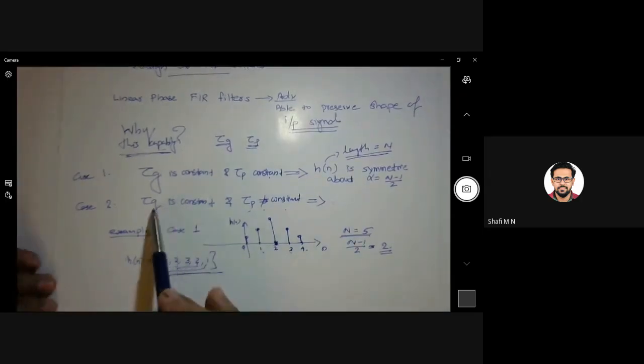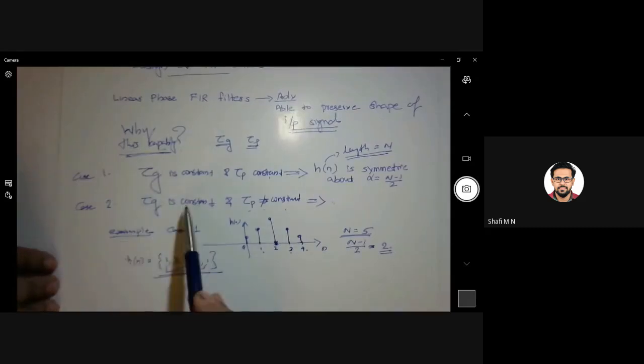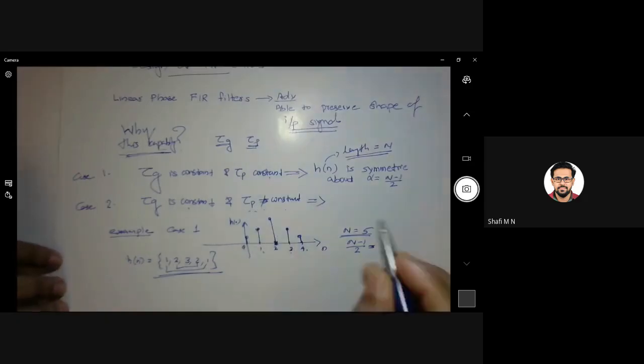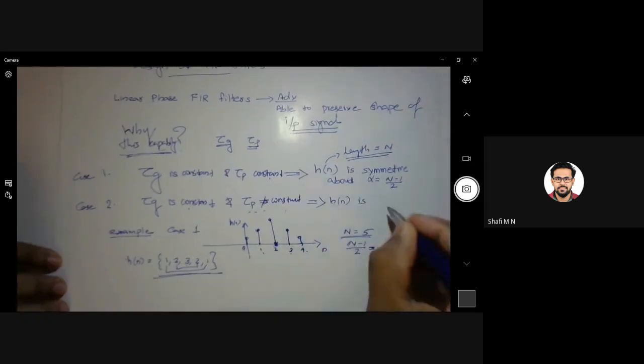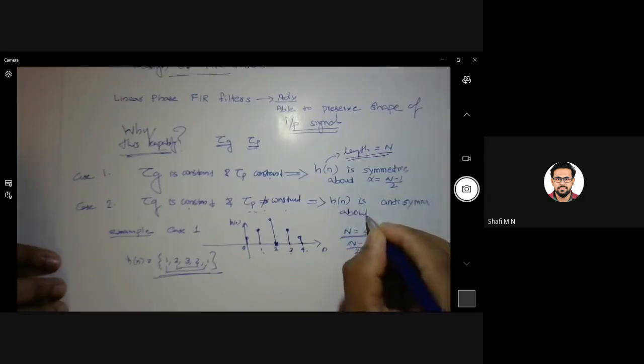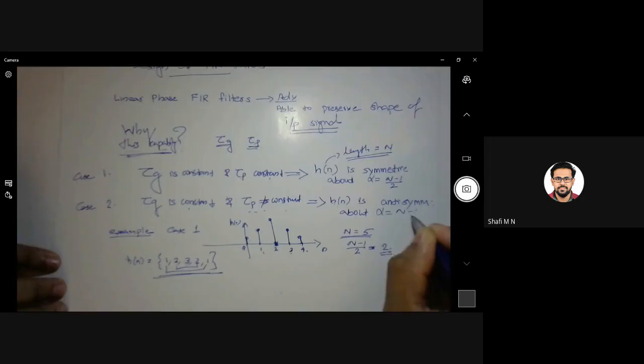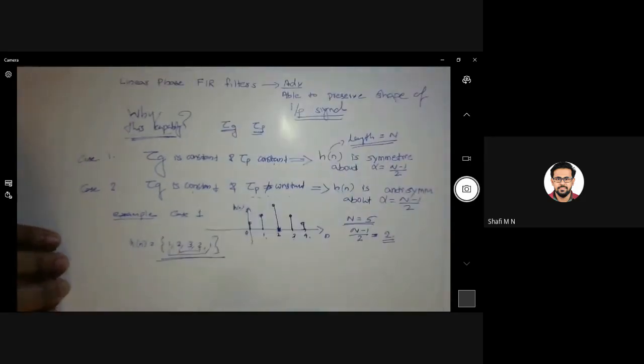Second thing: when group delay is constant, we are able to preserve the shape, but the phase delay is not constant. Then what happens is your h(n) is anti-symmetric about alpha equal to (N minus 1) by 2. We will see an example for that. Example for case 2.